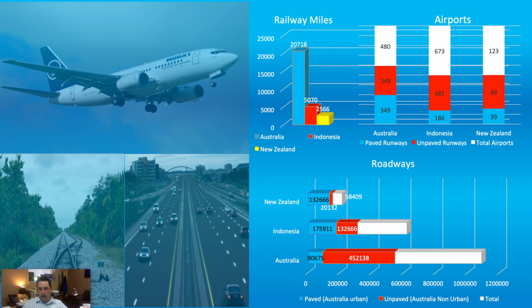The roadways, as you can see here in Australia, a big portion of their roadways are Australian non-urban. That's going to be through the outback. As we've talked about, most of the population is on the perimeter. So if you're strategic there, you can just fly into those cities and should be okay. In Indonesia, there is a large presence of unpaved roadways. Could be an indication of the infrastructure not being quite up to par there.